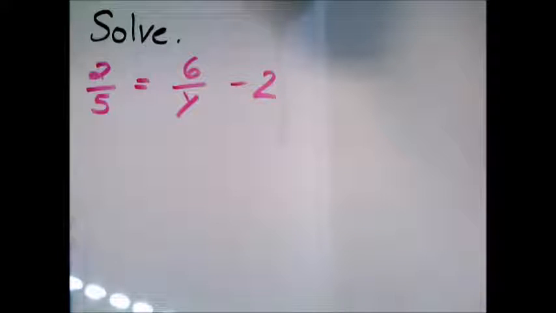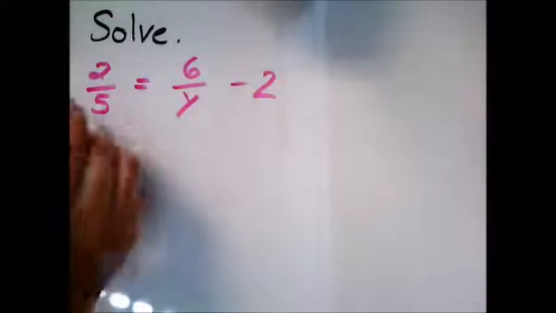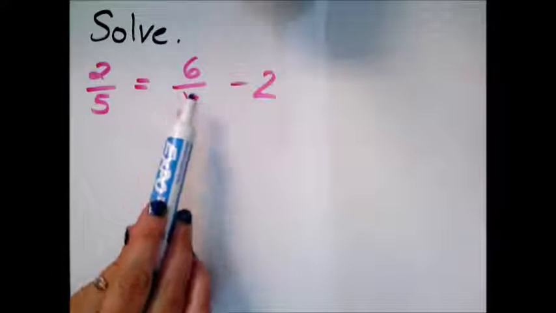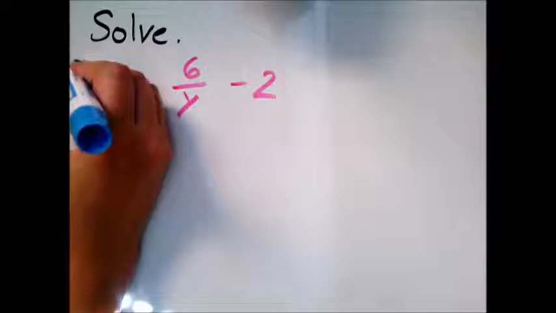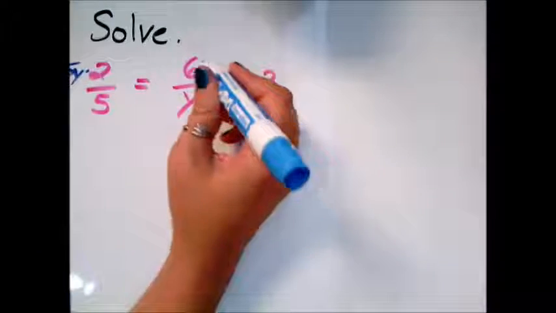Here we're going to look at solving an equation that has fractions. So it doesn't matter that there's a variable on the bottom. Same thing as always. If I want to get rid of a divided by 5, I can multiply by 5. If I want to get rid of divided by y, I could multiply by y. So what's the least common denominator there? Or least common multiple is 5y.